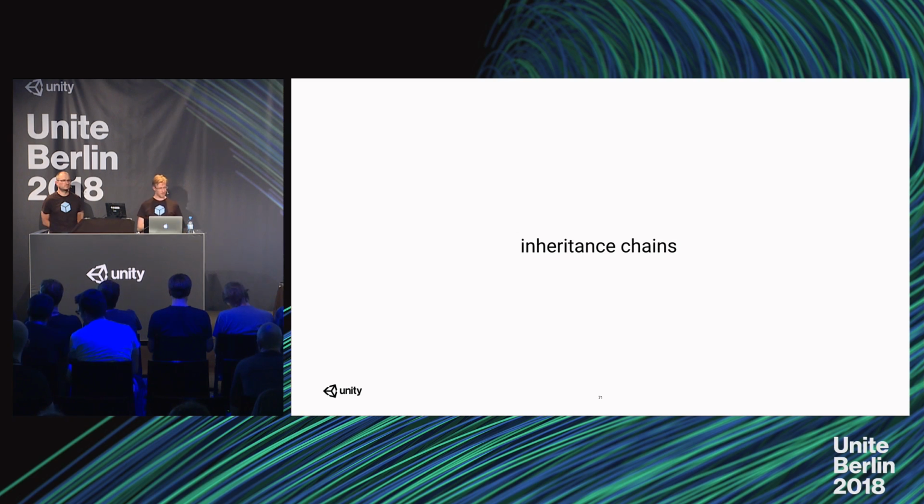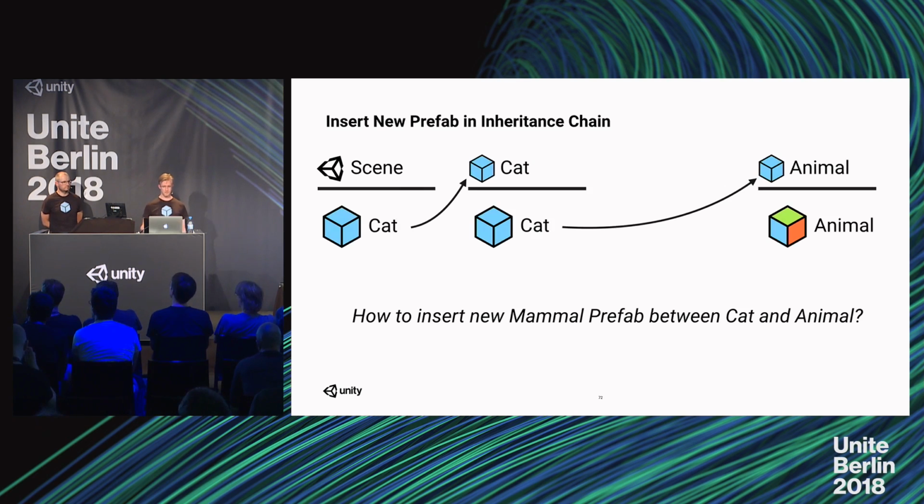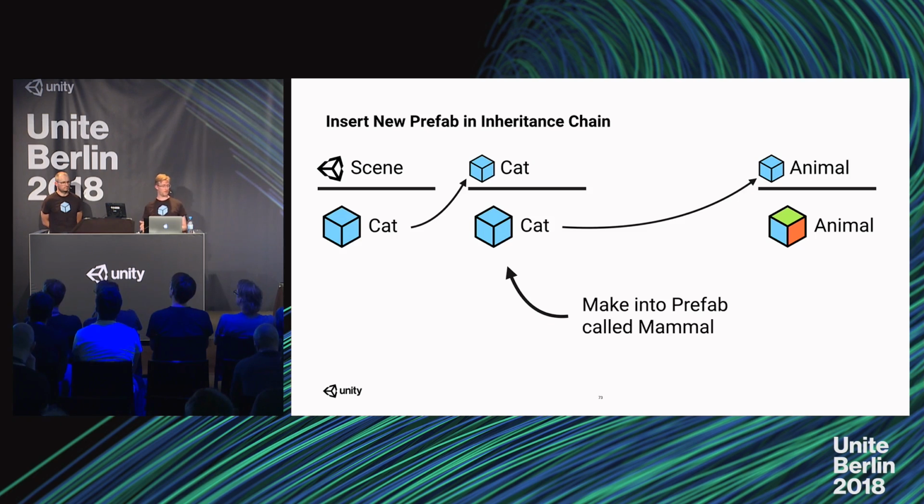Before we end, let's go just a little deeper with these simple refactoring operations and look at something where you have longer inheritance chains. So we start again with our cat prefab that inherits from the animal prefab, but maybe you want a new prefab in between cat and animal, which is called mammal. So you want cat to inherit from mammal, mammal to inherit from animal. And how can you insert another prefab into the inheritance chain? You can do that, again, by going into prefab mode of the cat prefab, and then the root of that hierarchy there, you make into a prefab.